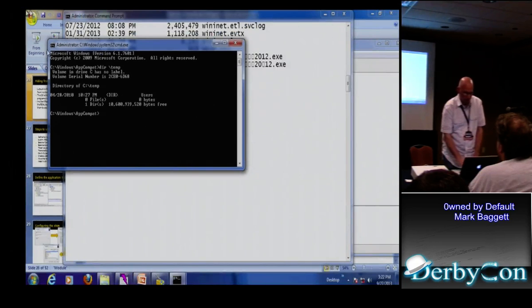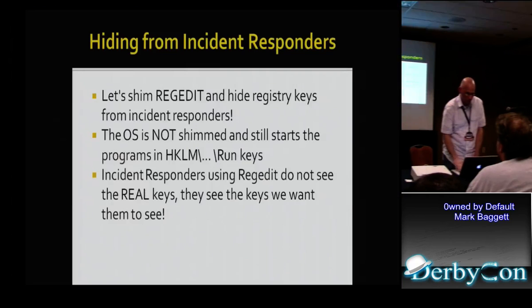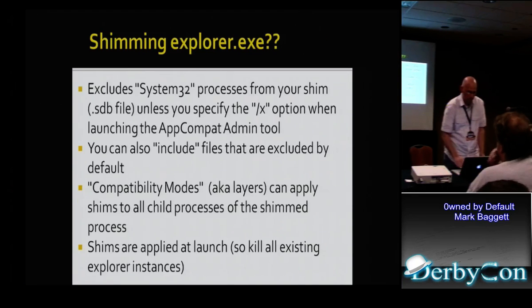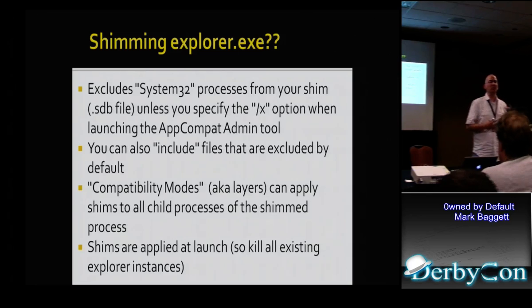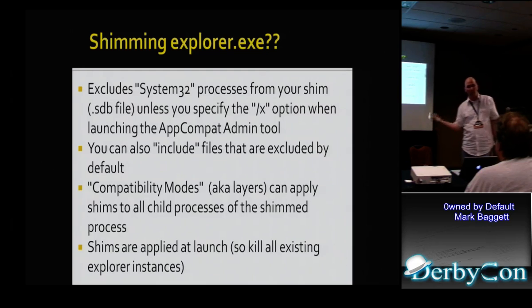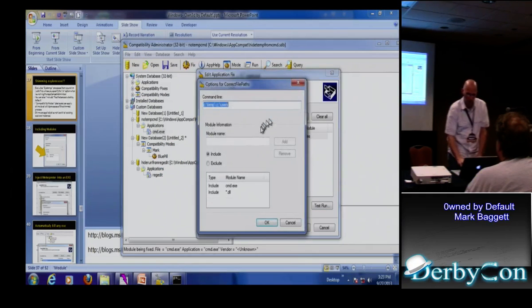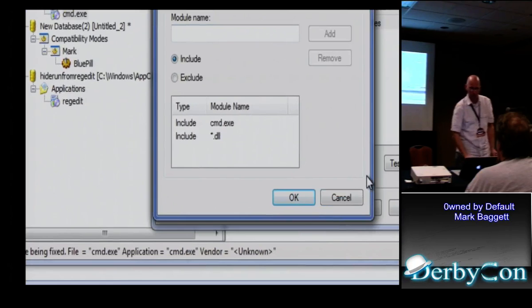So a couple of interesting caveats when you're using this, and I'll get to those here. These are just slides going over what we just did. If you're going to shim anything that's in the system32 directory, such as cmd.exe, explorer.exe, or any of the other executables that are part of the operating system, Microsoft is going to exclude those by default. So you would have to manually include those inside of the Application Compatibility Toolkit Manager. In the parameters of these fix-ups, there's an include section. You can see that I've had to manually include cmd.exe and all associated DLLs because those are excluded by default.